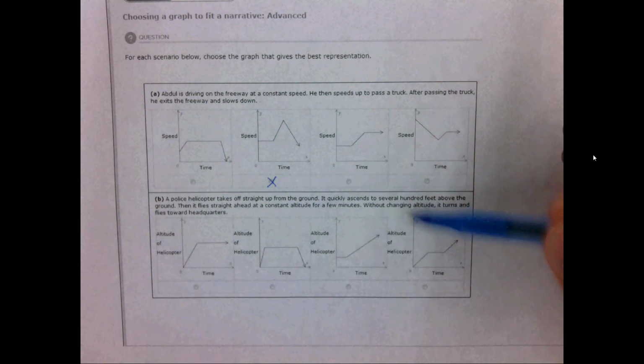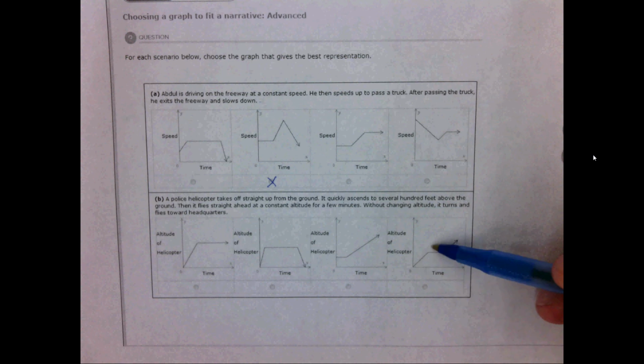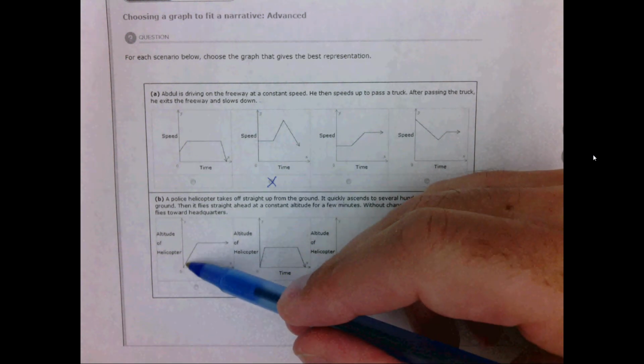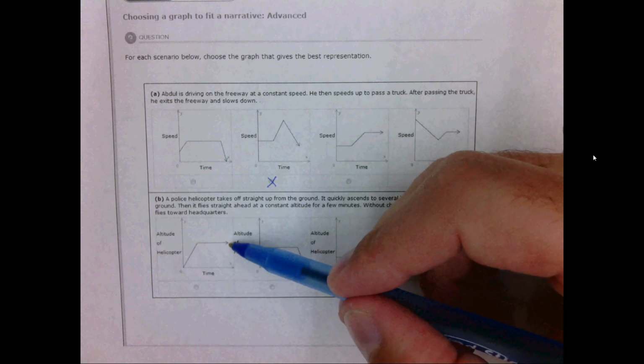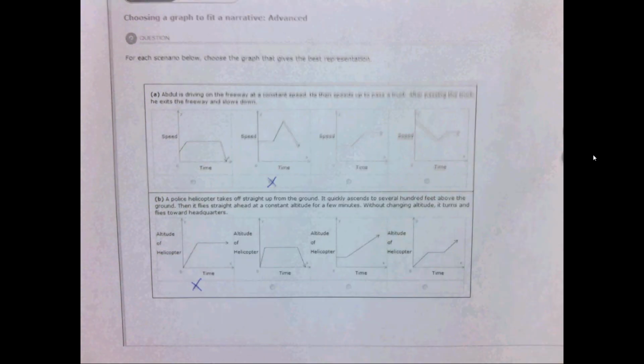But that's not given in the problem. In this case, it ascends, flies at a constant altitude for a while, and then ascends again. This is the only case where it ascends and then flies at constant altitude. So therefore, that's the answer that we select.